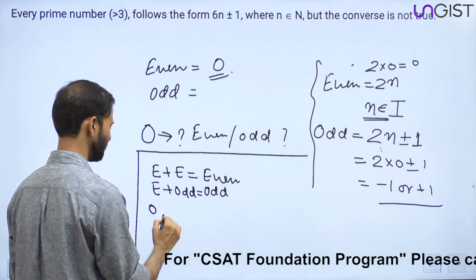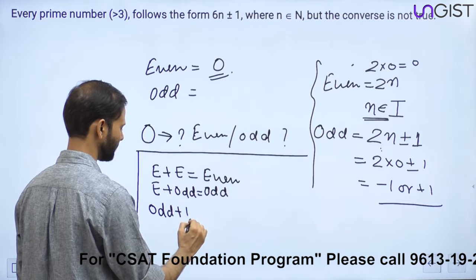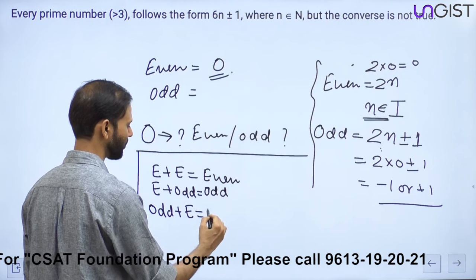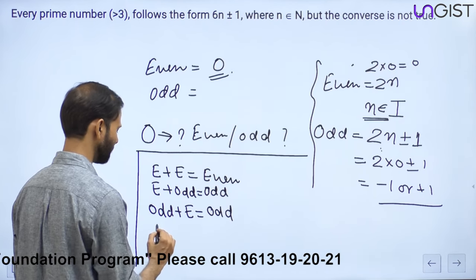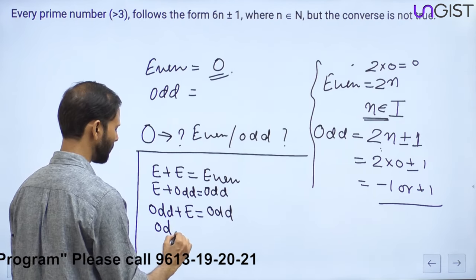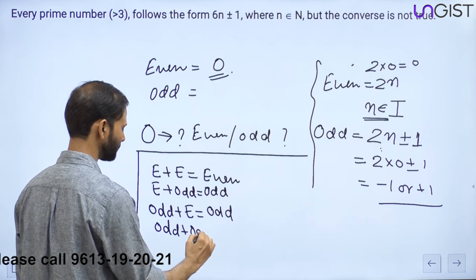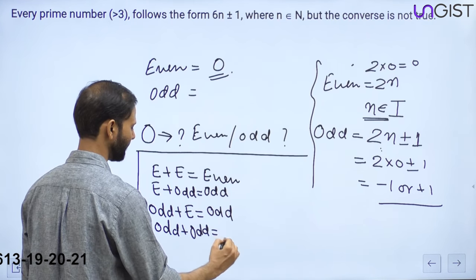अच्छा देखिए, odd plus even, it is again an odd number. Right? Okay. Now odd plus odd, right? ये even होगा, fine.